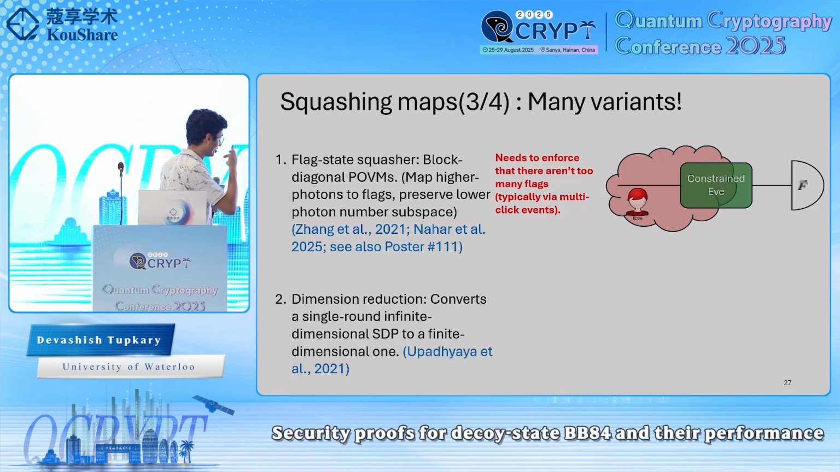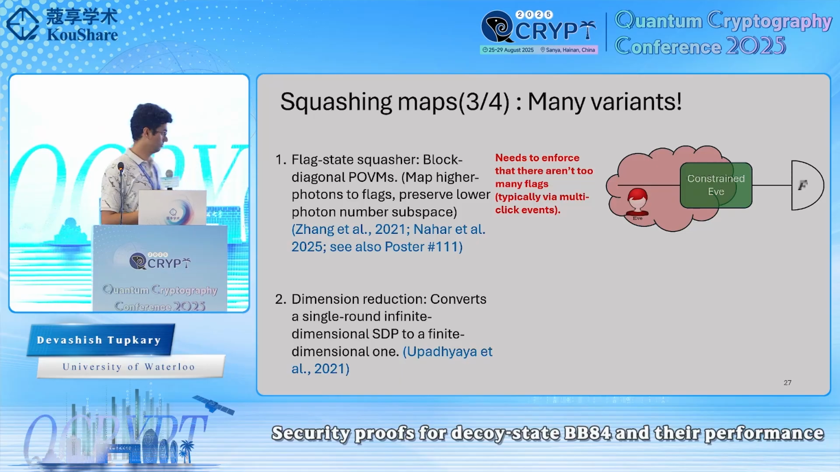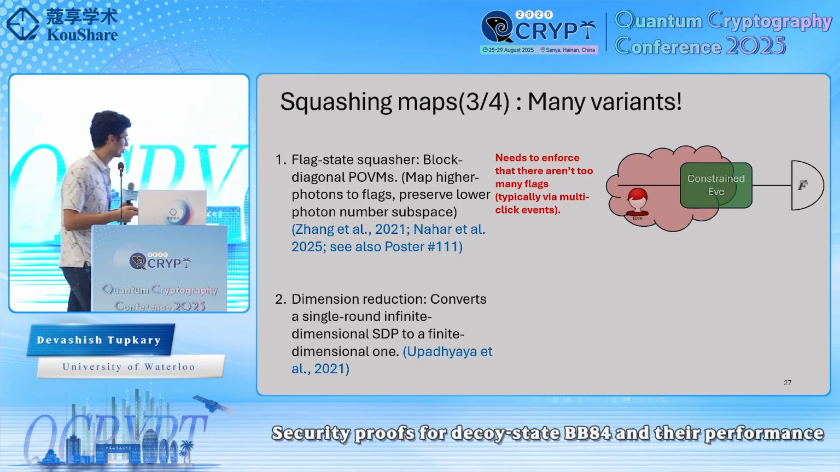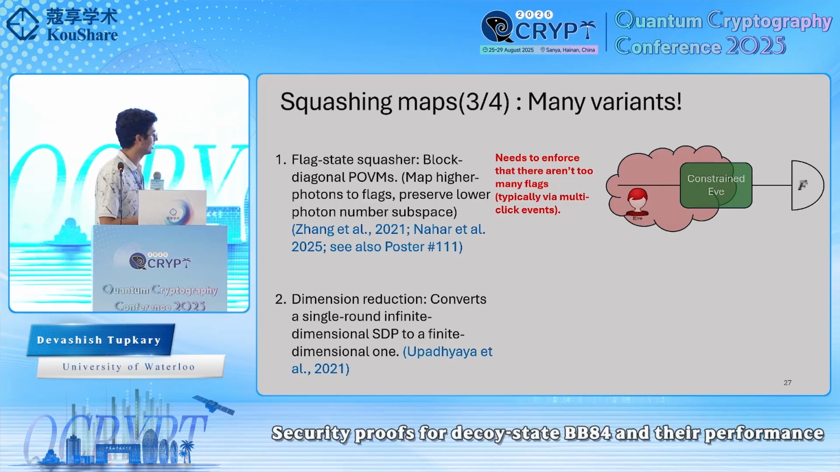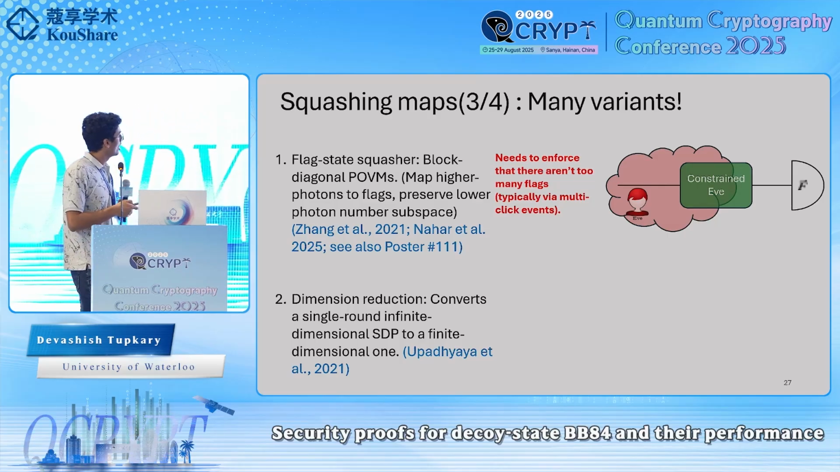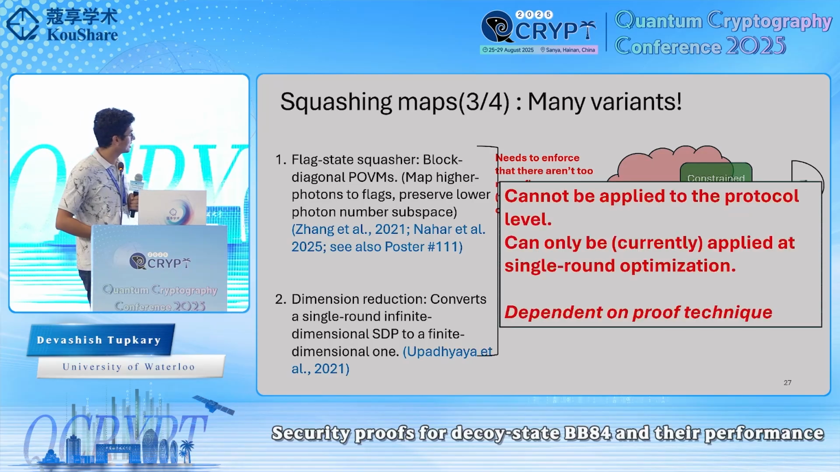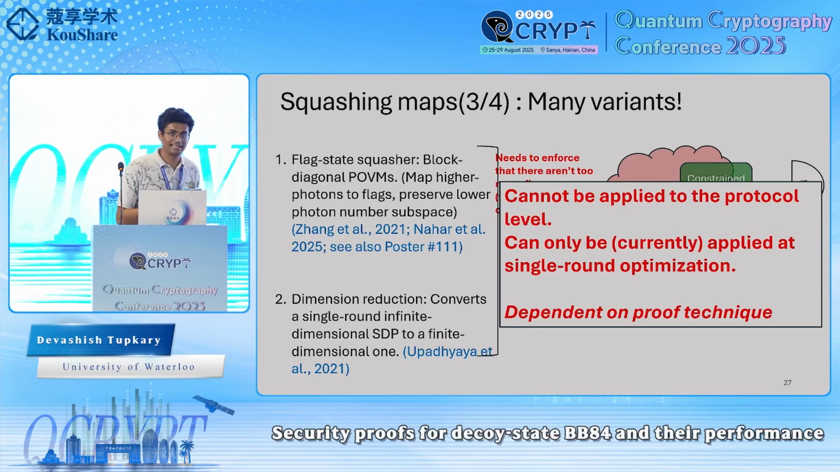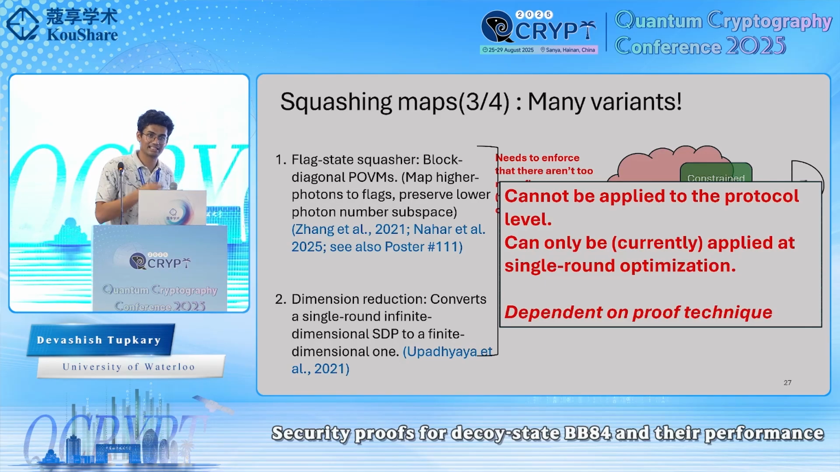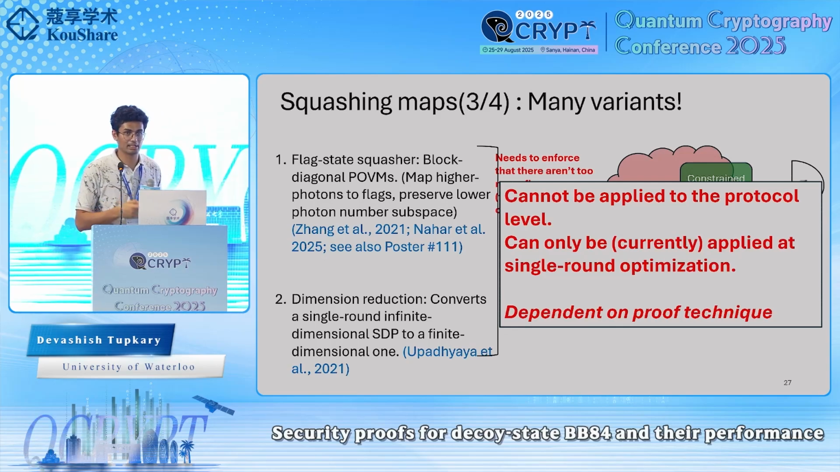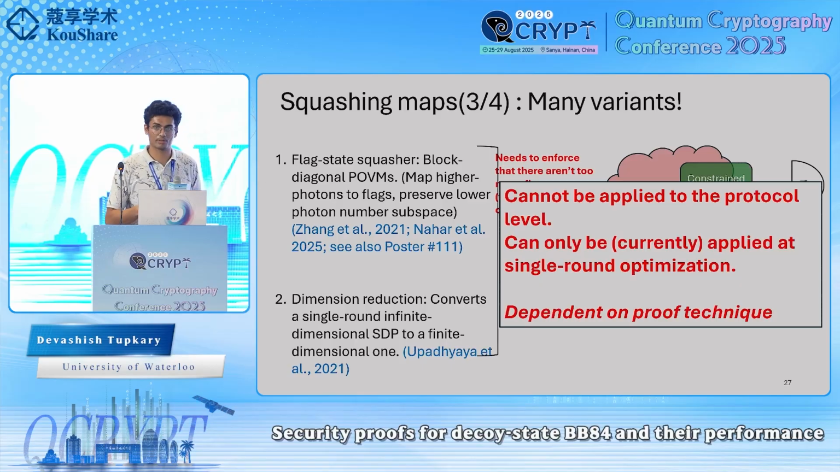Then there is the dimension reduction method, which is maybe not exactly a squashing map, but it allows you to convert a single round infinite dimensional SDP, which shows up in some key rate calculations, to a finite dimensional one. And the key point that I want to make here is that both of these, at least currently, cannot be applied directly at the protocol level, right? They can only currently be applied at the single round optimization level in most works, which means that they're dependent on proof techniques that allow you to first get to a single round optimization and then use these.